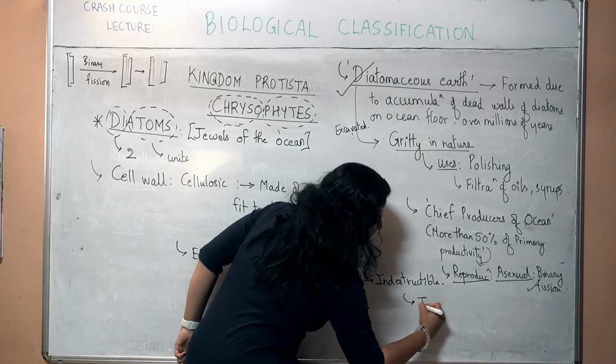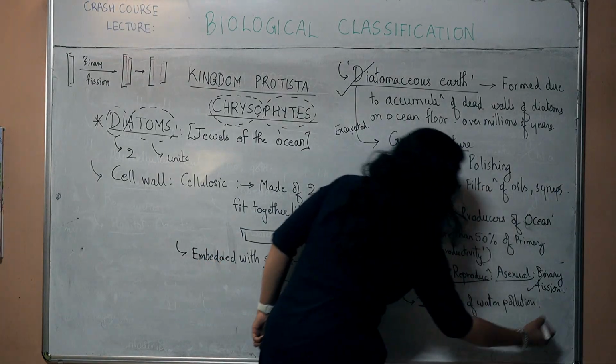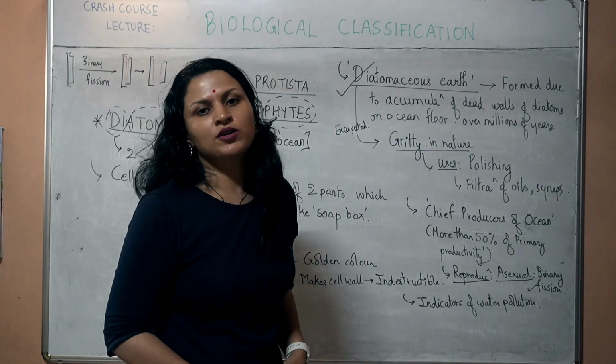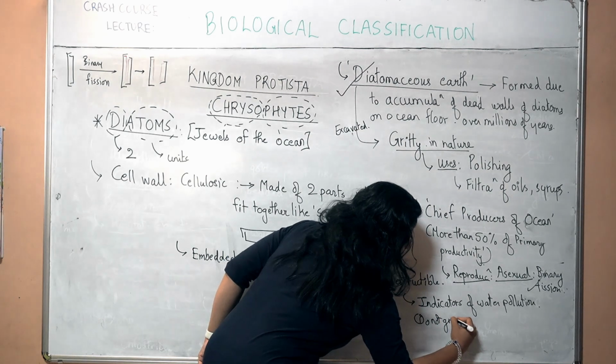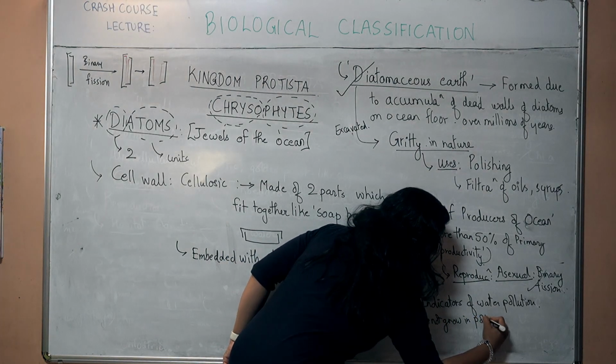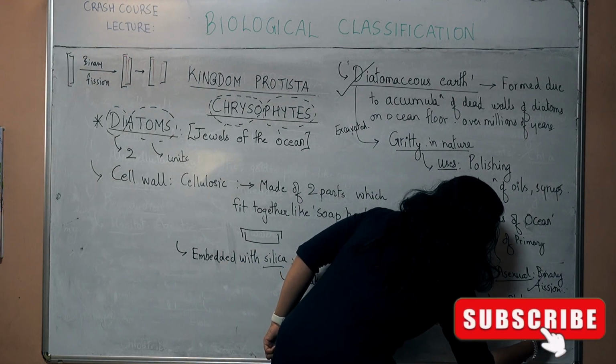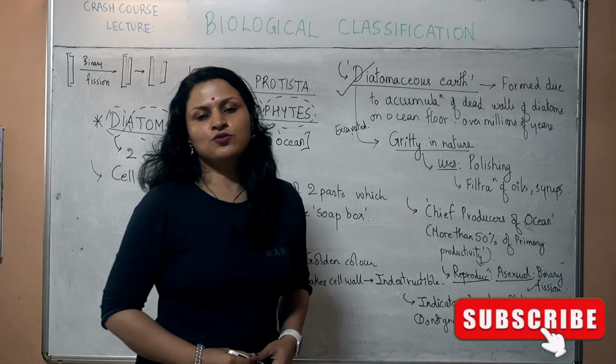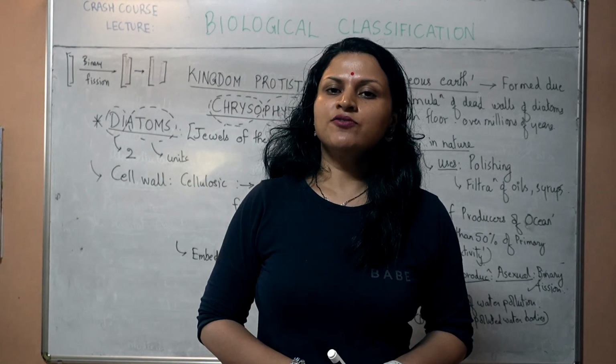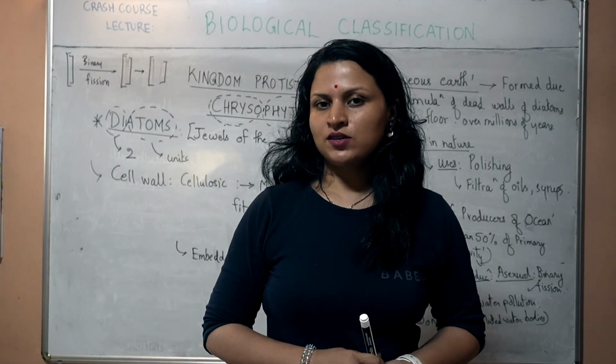They are called indicators of water pollution. They will not grow in polluted water bodies. That's why they are indicators of pollution. Clear? That will be it from diatoms, chrysophytes.